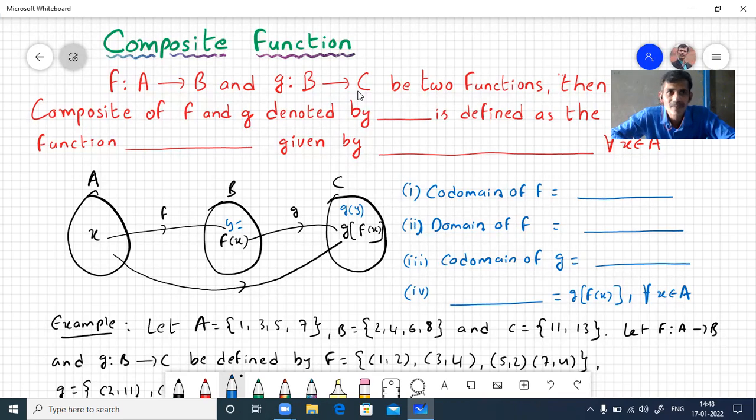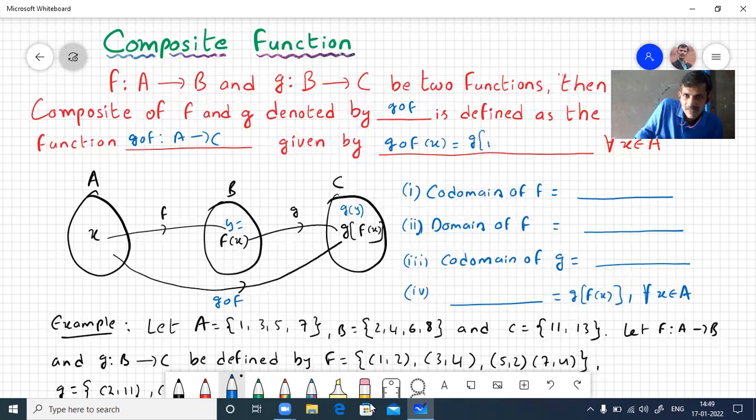That is the definition. How it is denoted means g circle f, and it is defined as g circle f maps from A to C. This is g circle f. It maps from A to C. And how it is defined means g circle f of x is g of f of x. Just now we have seen, for all x belongs to A, for every element. The quantifier I wrote, for all, it is for every.